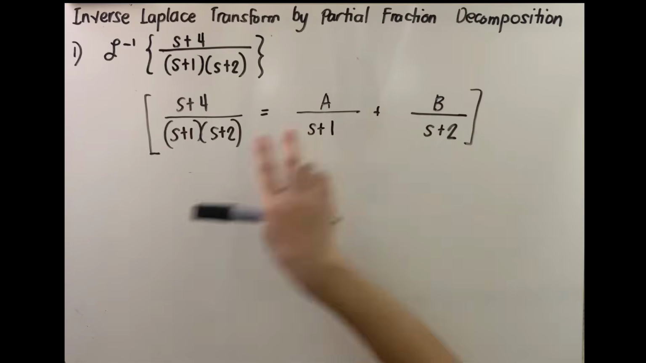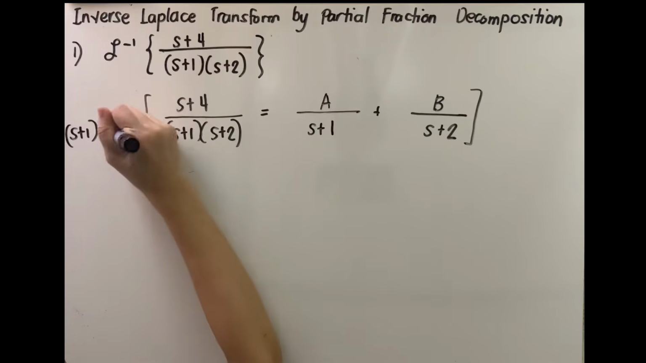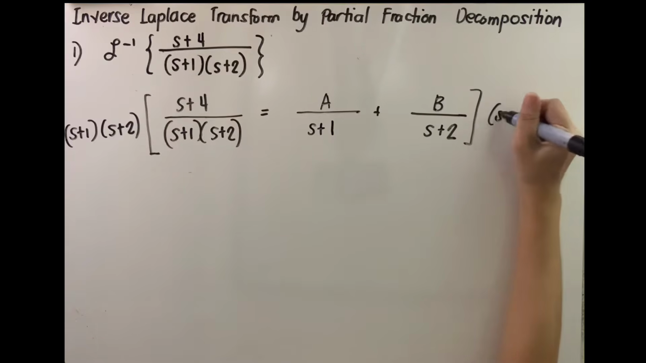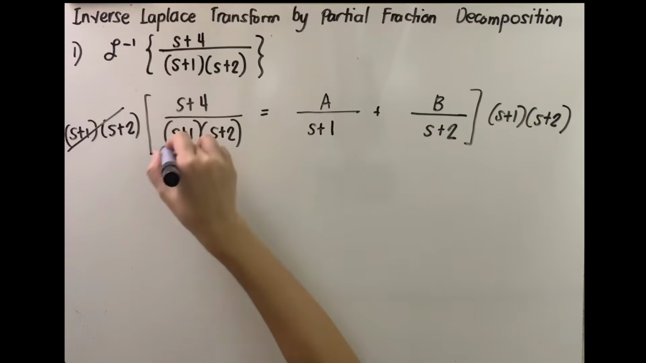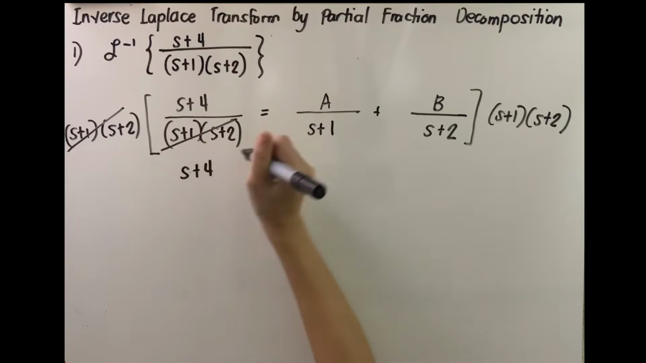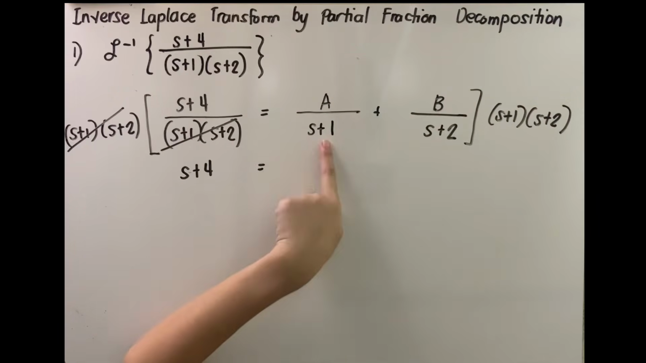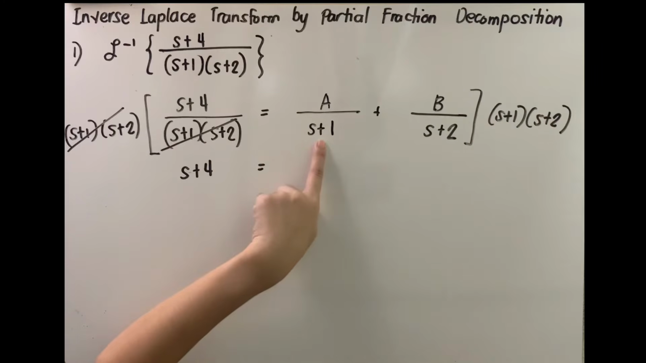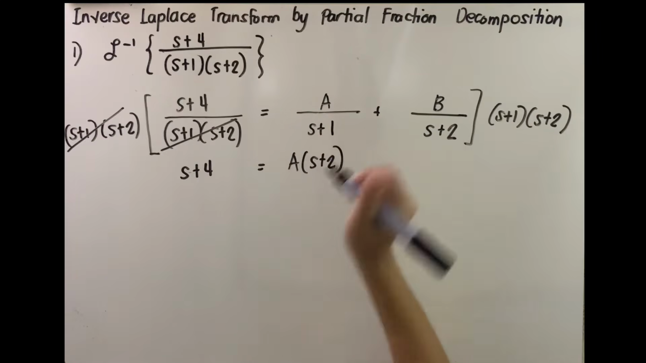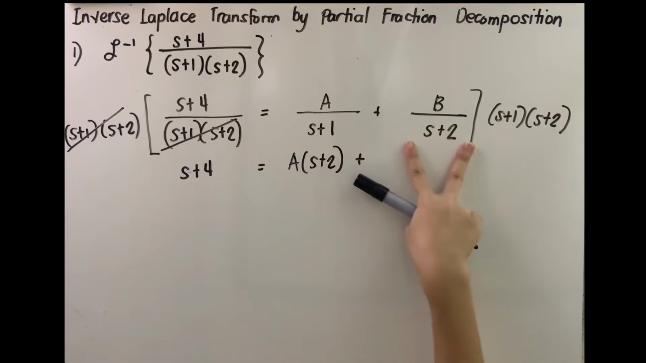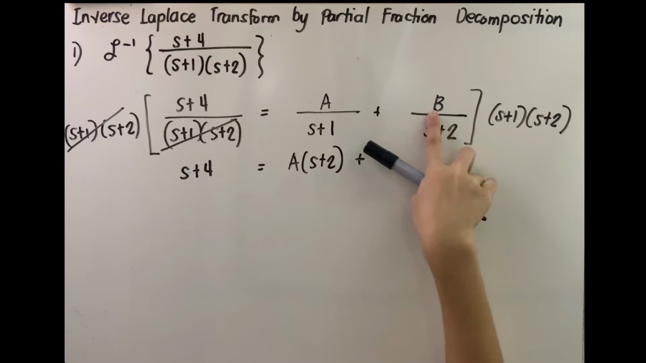To solve for the values of A and B, conventionally what we do is multiply both sides of the equation by the original denominator. So we're going to multiply both sides by (s + 1)(s + 2). It will be cancelled on the left side. You'll get s + 4 on your left-hand side. For the first fraction, A over s + 1 multiplied by (s + 1)(s + 2), s + 1 will be cancelled. You'll get A(s + 2). Plus, going into the second fraction, you have B over s + 2 times this. You'll cancel s + 2. You'll have B(s + 1).